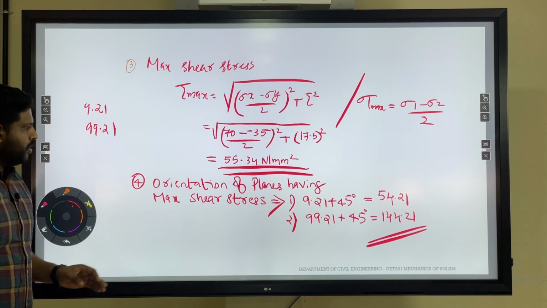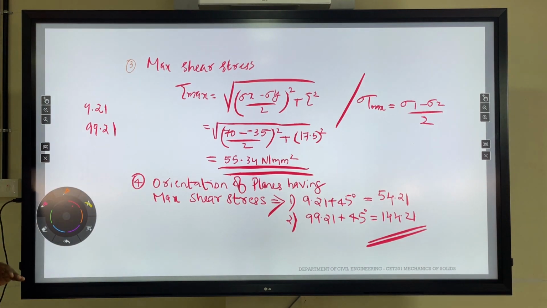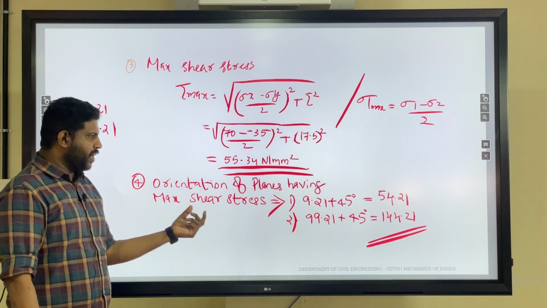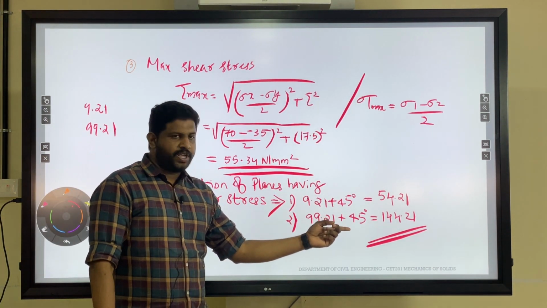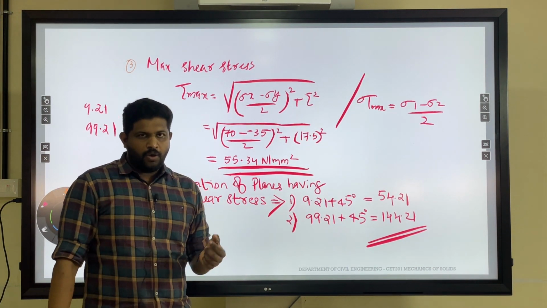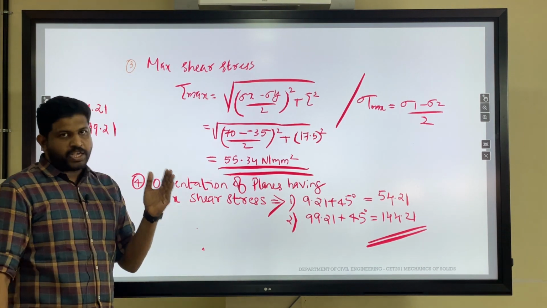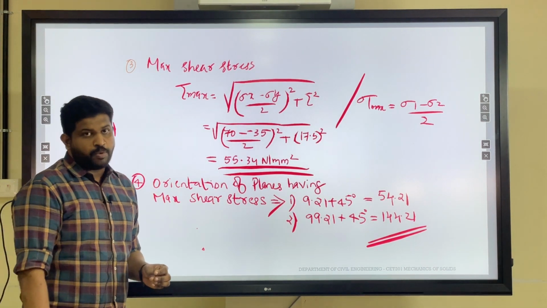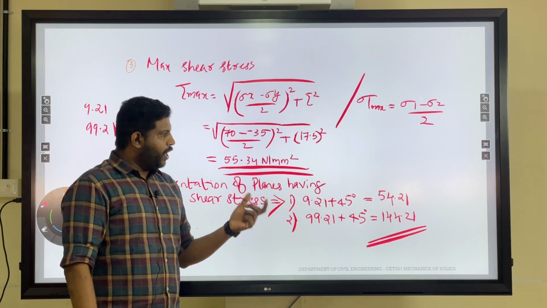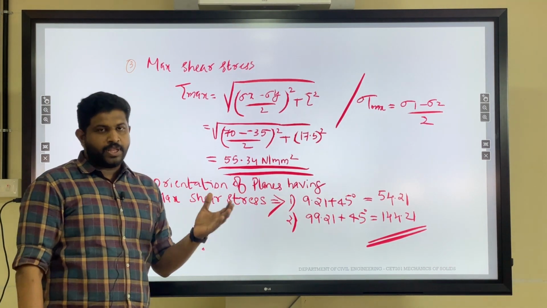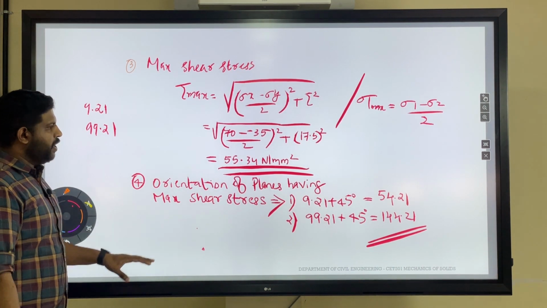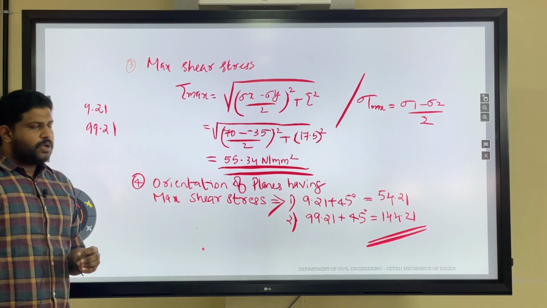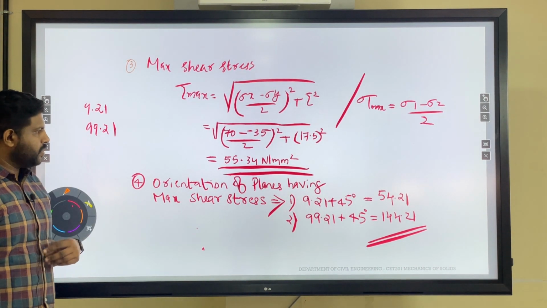So now we have the fourth part, that is the orientation of the planes having maximum shear stress. For getting the planes, just add 45 degrees to the orientation of the principal planes. The plane having maximum shear stress will be inclined at an angle of 45 degrees with the orientation of the principal plane. So by this problem, our session is completed.